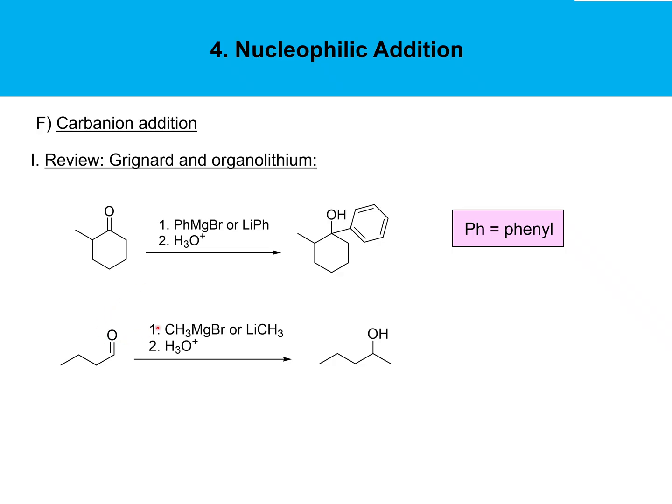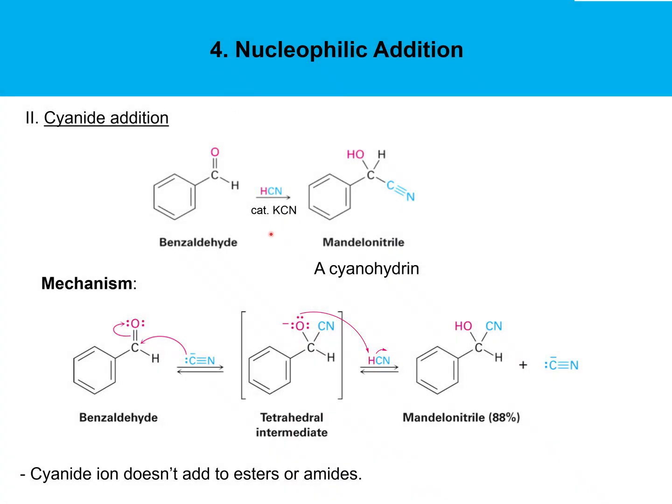With aldehydes, when we react with Grignards and organolithiums, we'll transfer the alkyl group to the aldehyde carbon. So in this example, the CH3 group shown here will add to this carbon and turn that carbon into a secondary carbon, and the product will be a secondary alcohol. We can also add a cyanide nucleophile to aldehydes and ketones as shown in this reaction.